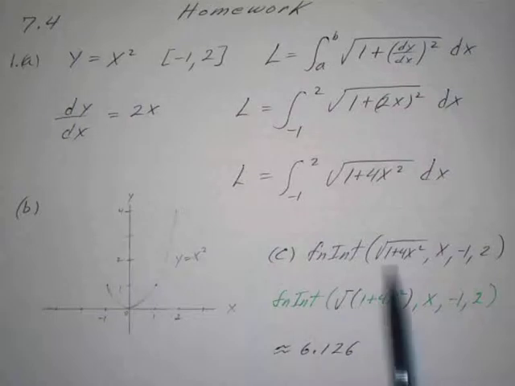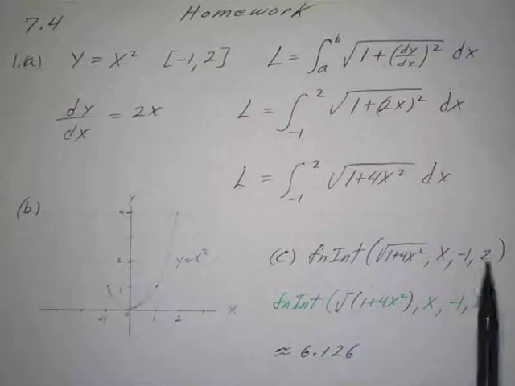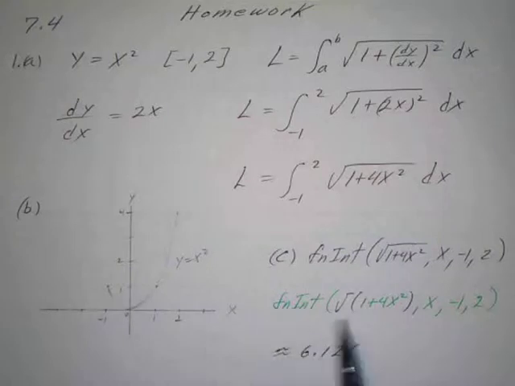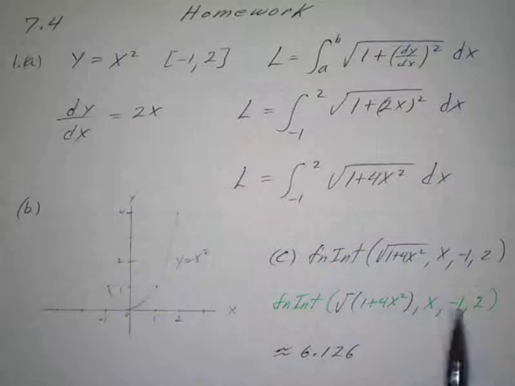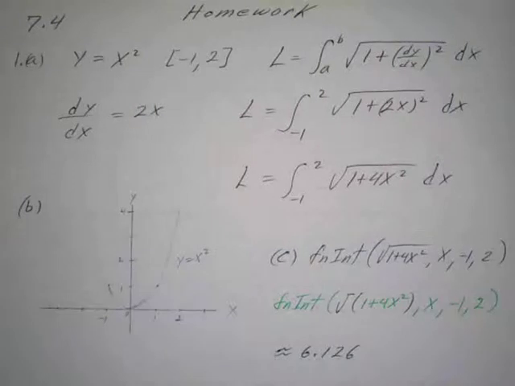And then we're just going to use our calculator, our Math 9. Okay, this is the Math 9. It actually showed how you would put in the square root and then parentheses that function, which is straightforward. X is my variable of integration, and then from -1 to 2, and we got this. Okay, so no problem.